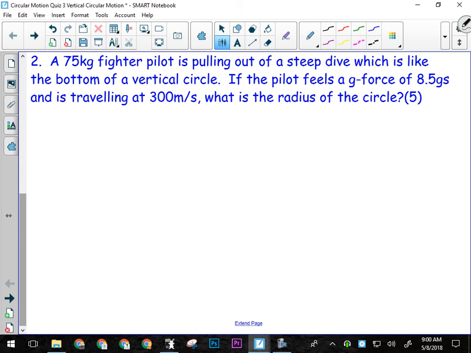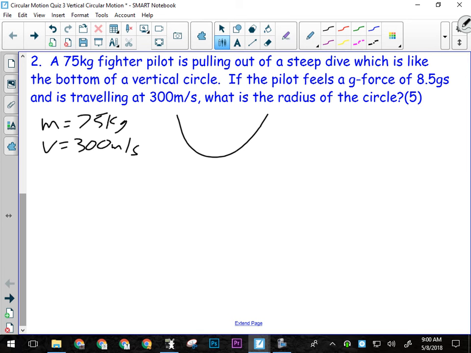So on question number 2, our givens are that we know the mass of the fighter pilot, 75 kilograms. We know that the plane is traveling at 300 meters per second, and we are told that it's the bottom of a vertical circle. So our plane is doing this, and the pilot feels a g-force of 8.5 g's while traveling at this 300 meters per second. So how much heavier than normal does he feel? 8.5 times heavier than normal.